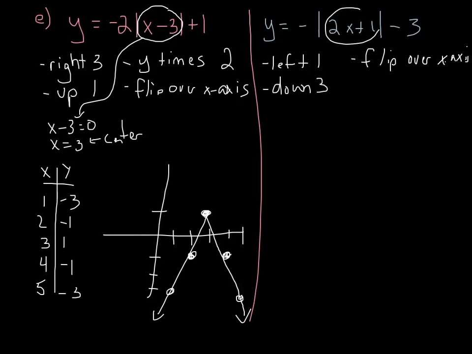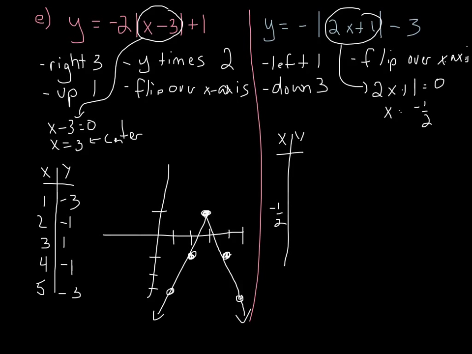And the center is the trickiest part of this one, because if you set 2x plus 1 to 0, the center is actually negative 1/2. So I would suggest when you make your table to start at negative 1/2. Plugging that in, you're going to get negative 3. Now we're off to the races.